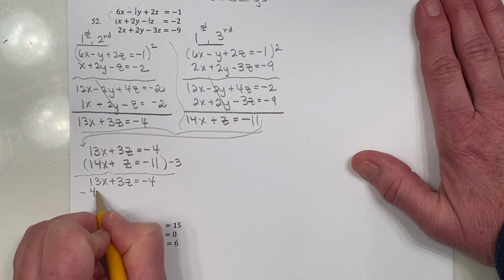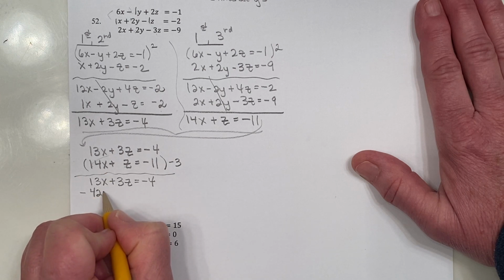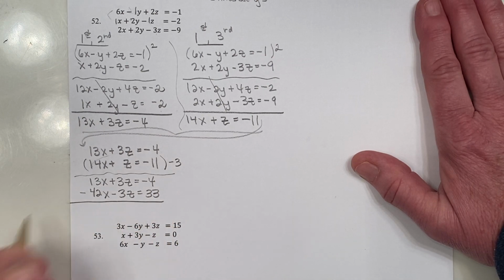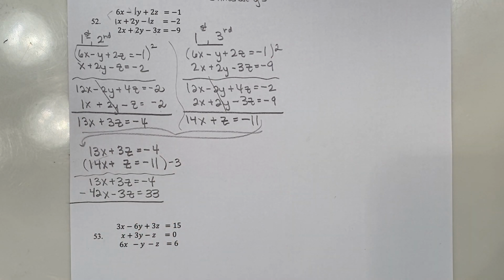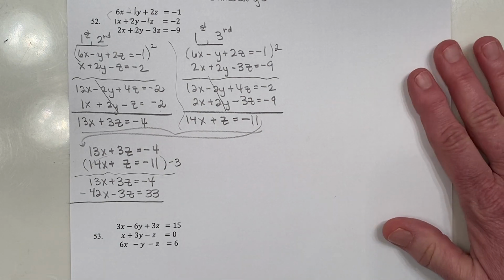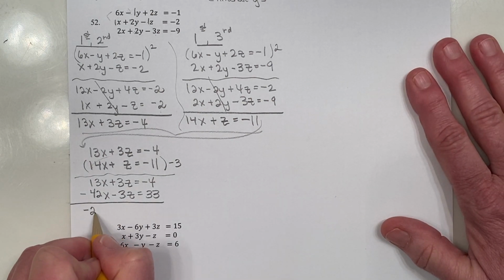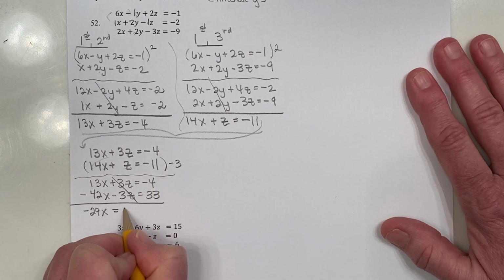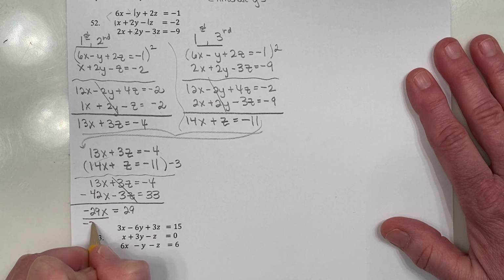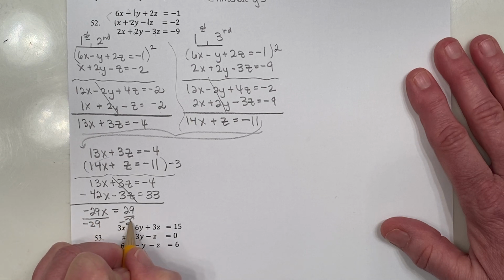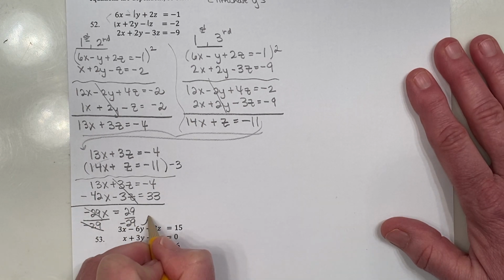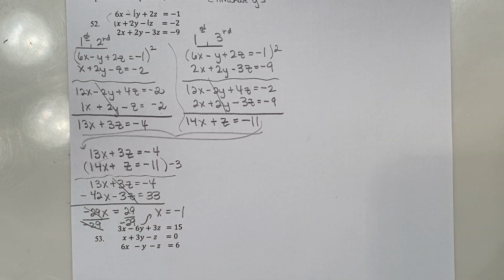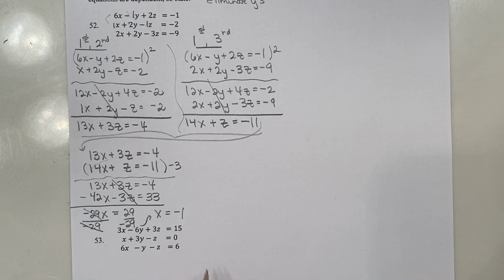Distributing, never more important than using your calculator here. Okay, I believe this is -29x. And nicely, this is +29. A third of the way there. We know what x is.